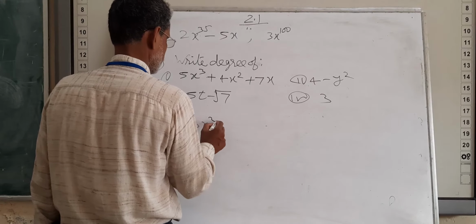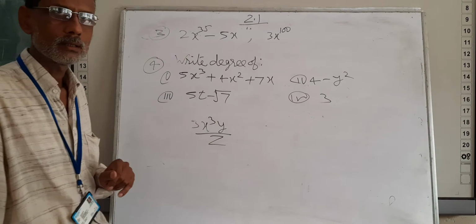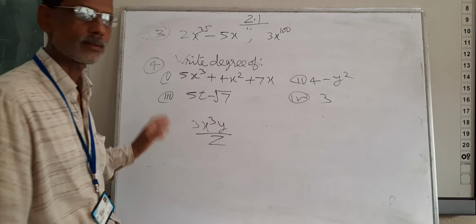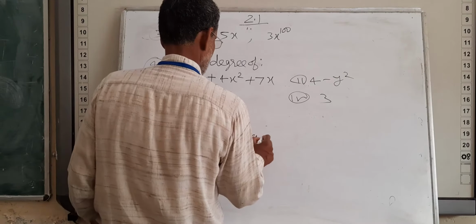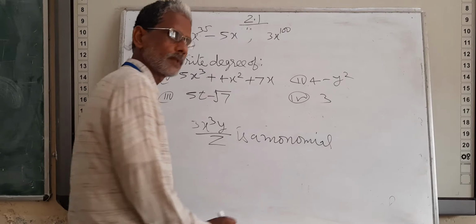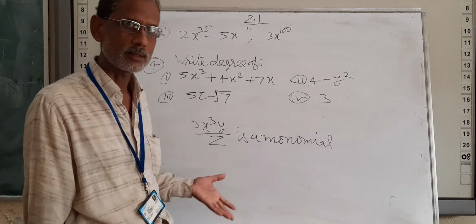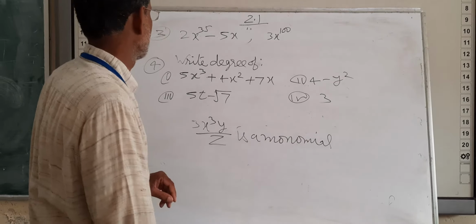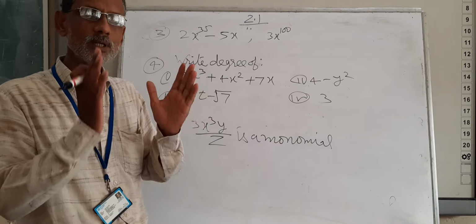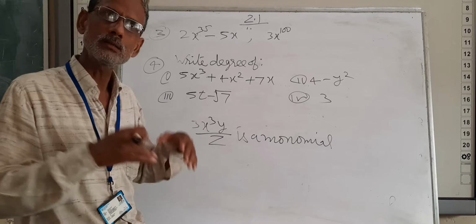3x cube y by z. This is a monomial. There is no plus or minus present. It is a monomial in three variables x, y, z. Right? If there is one plus or one minus, there will be two terms. One separator, two terms. Two separators, three terms.